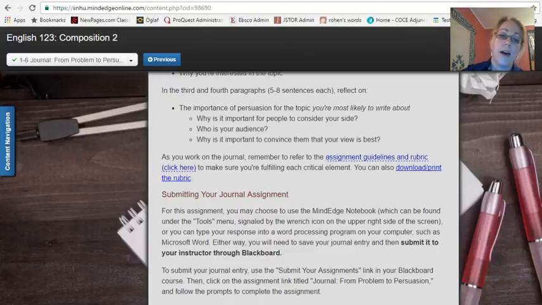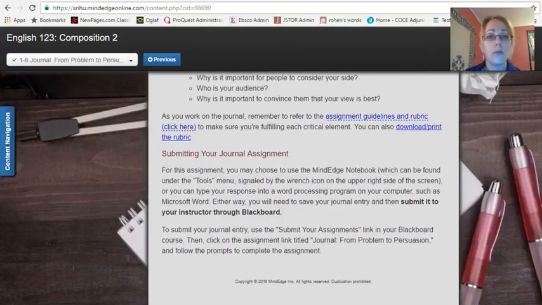Okay. As you work on this journal, remember to refer both back to this checklist, but also to the rubric, which I'll show you in just a minute.